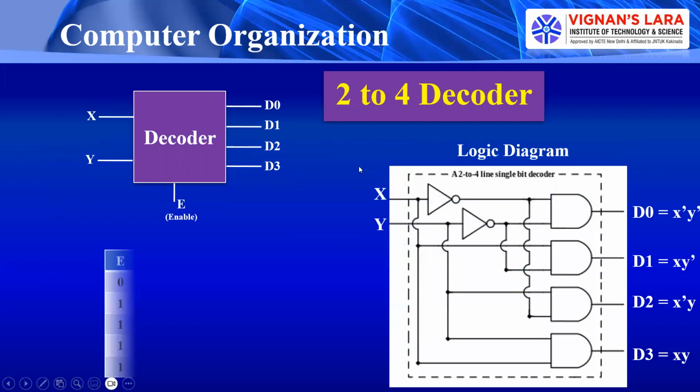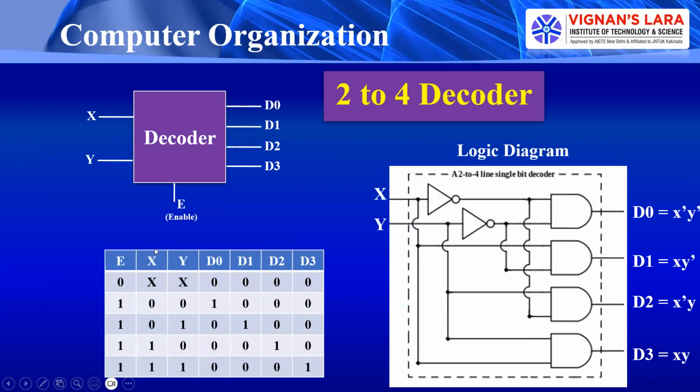See here, this is the truth table of this. If the enable input is 0, whatever combination is present on x and y, we write it as x, that indicates these are called don't care. Don't care in the sense this value is either 0 or 1. None of your outputs is active. That means no output from D0 to D3 is equal to 1. That means your decoder is in a not active condition.